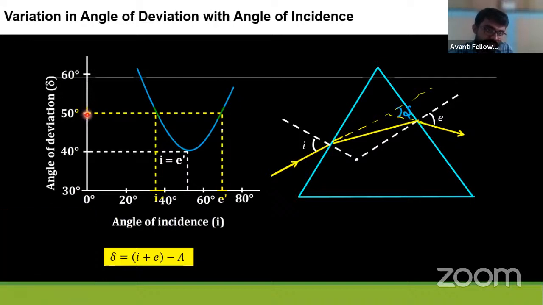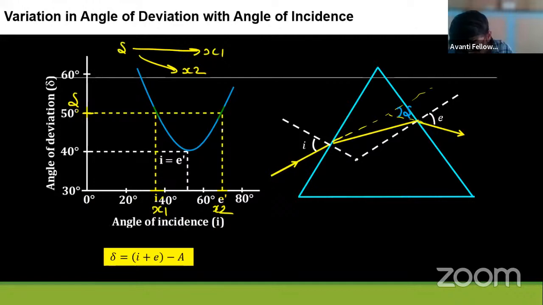See, on the y-axis of the graph is the angle of deviation, say 50 degree. If you match it with the graph like this, we have two x coordinates here, x1 and x2, and on the y-axis one angle of deviation. So for a particular angle of deviation, we have two values, x1 and x2. And x1, x2 are basically the particular angle of incidence 1 and the particular angle of incidence 2.